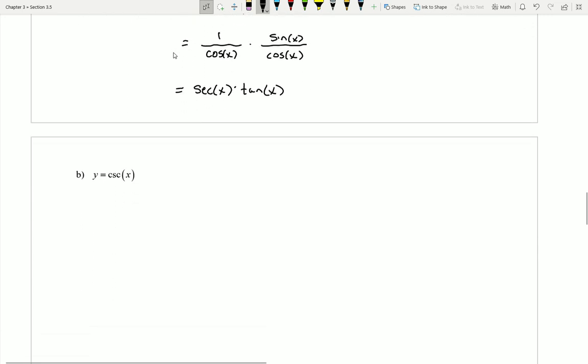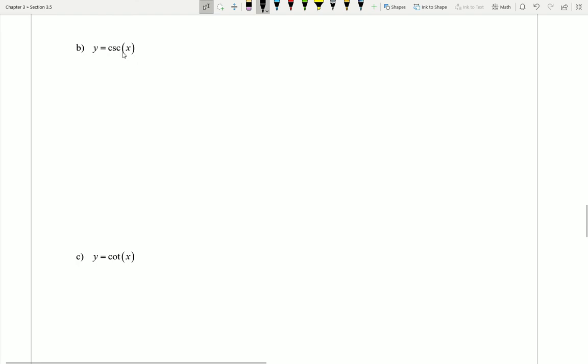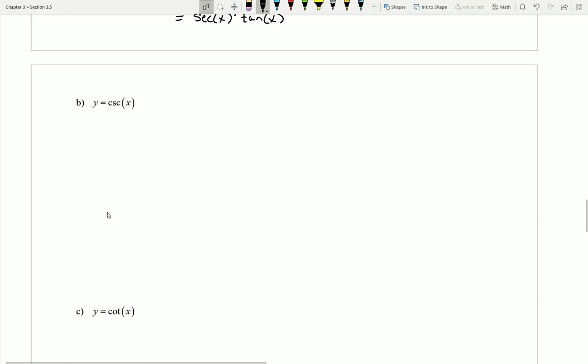Now I'm going to ask that you go ahead and try out parts B, C, and D on your own. See if you can do the exact same sort of setup. Again, keep in mind that you're going to be interested in trying to find, in this case, the derivative of the cosecant, which means that you would start by rewriting this as the fraction 1 over the sine of x and using the quotient rule.